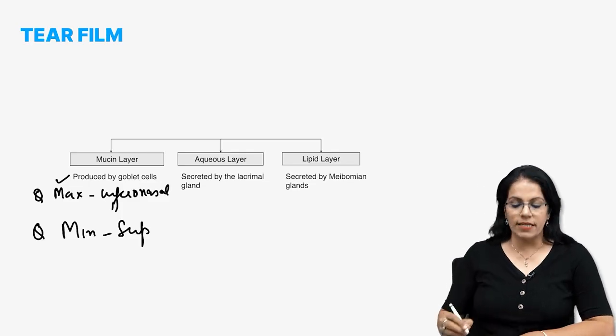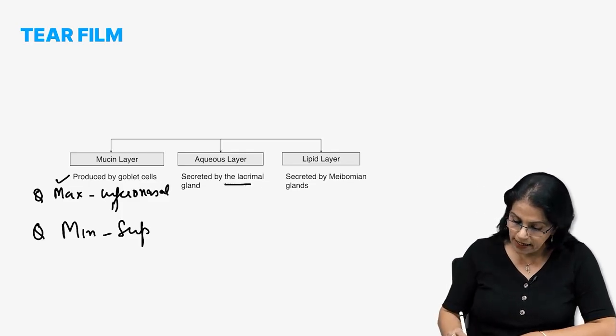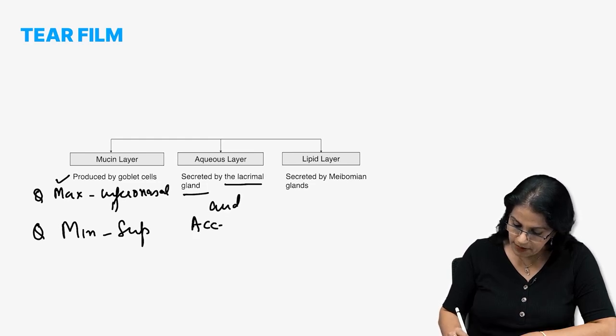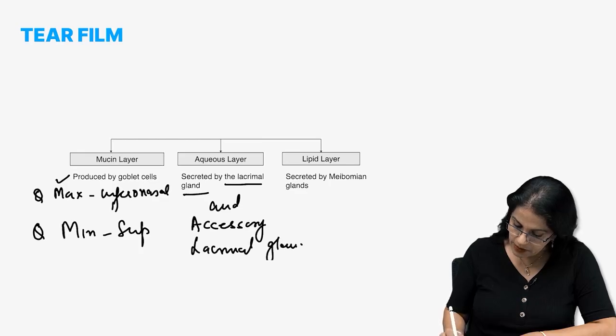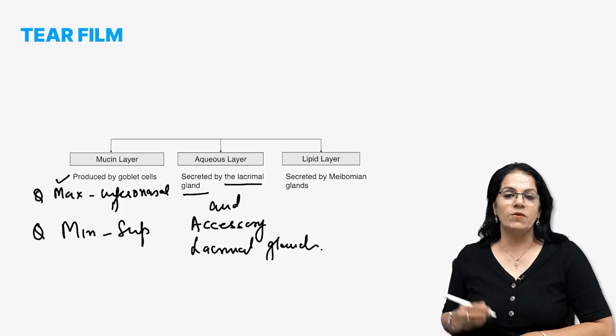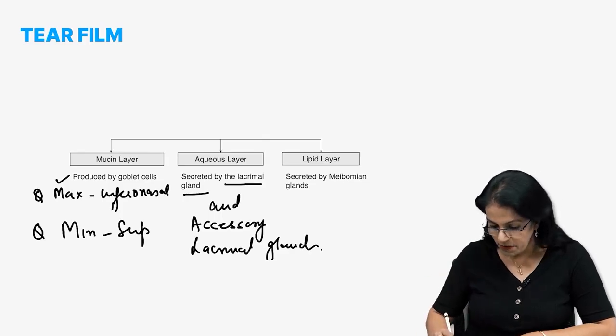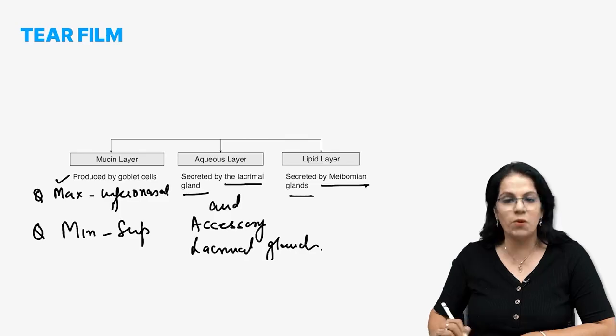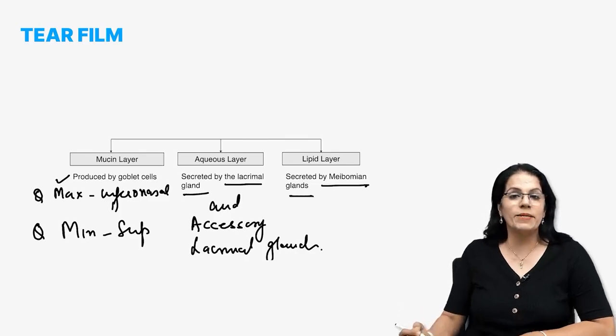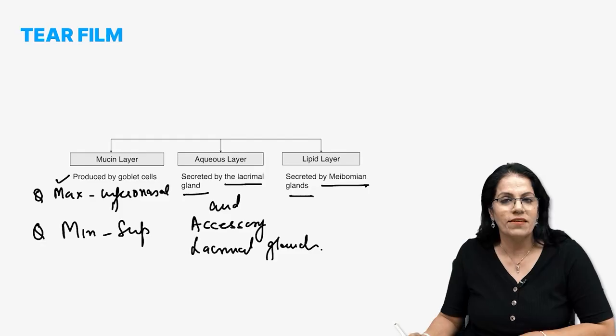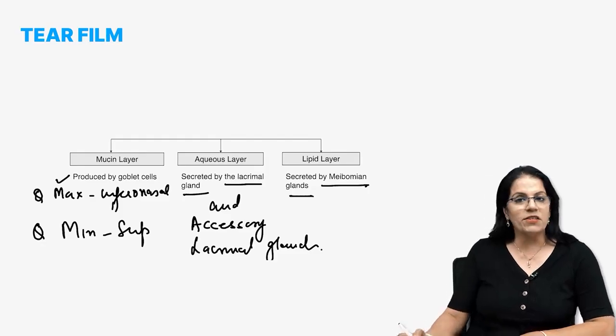Talking about the aqueous layer, this is secreted by lacrimal glands, and let's add here accessory lacrimal glands. Lacrimal and accessory lacrimal glands, they are secreting the aqueous layer. And what is the lipid layer secreted from? The lipid layer is secreted from meibomian glands. Meibomian kahan present hai? In the lids. Right? So, this is about your tear film.